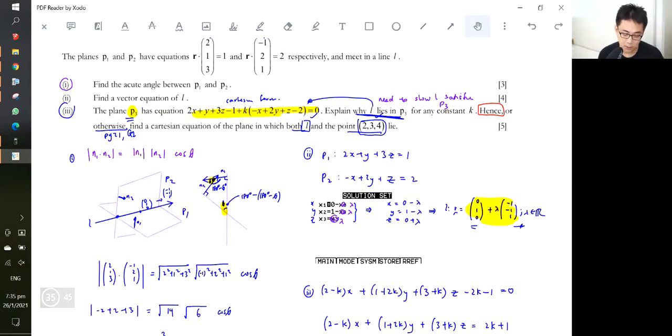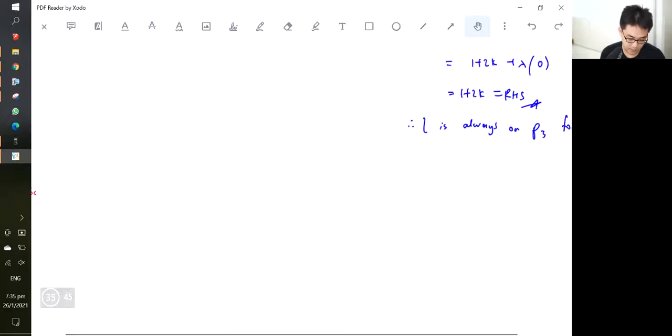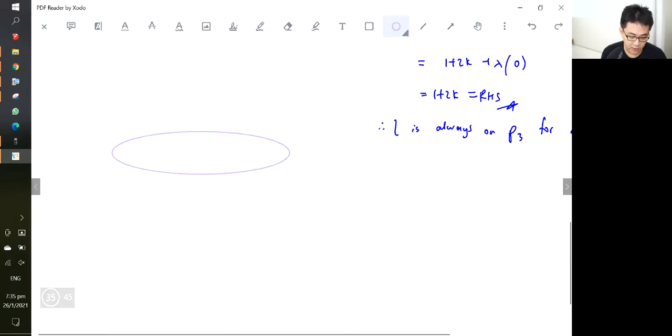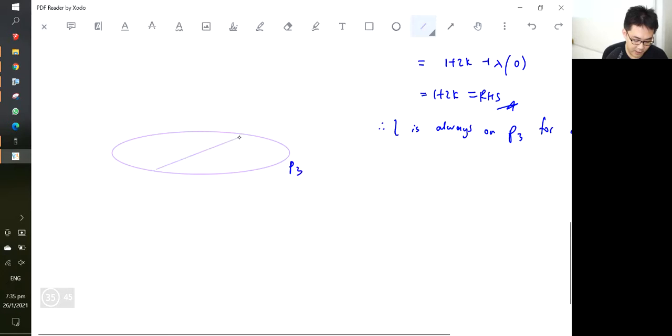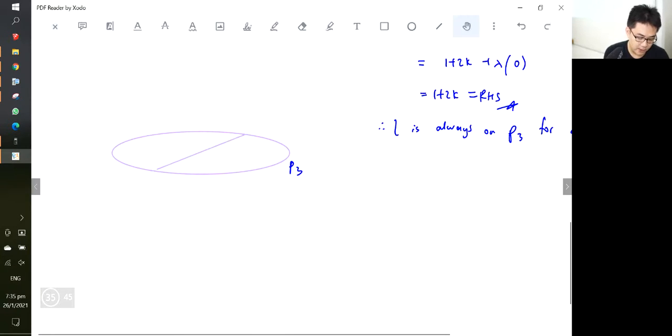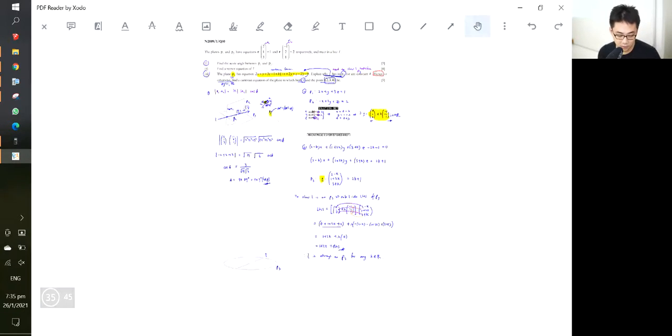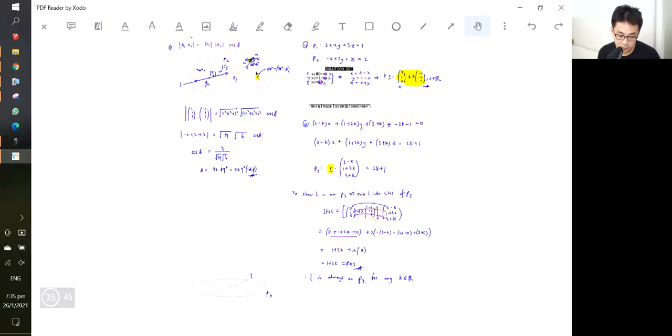This line is also always on plane 3. So it means if I have a plane 3 here, this line here is on plane 3. So L is here. L is always on plane 3. So may I ask you, how should plane 3 look like with respect to P1 and P2?